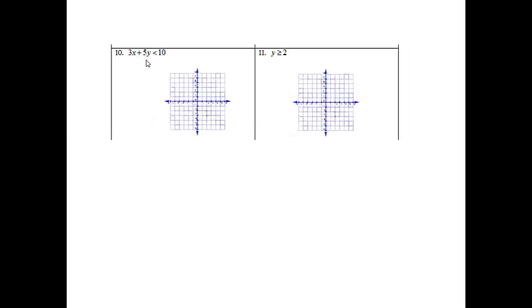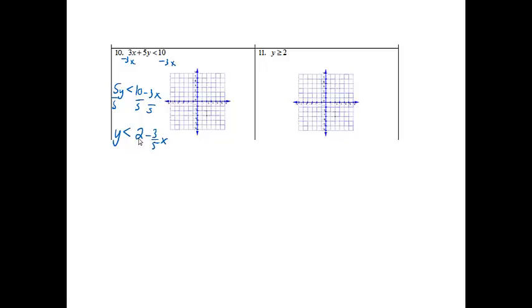3x plus 5y is less than 10. I do know that this is going to involve shading because of the less than sign. I do know that if I'm going to graph this, I need to make it say y equals, so I'm going to subtract 3x from both sides. So I'll get 5y is less than 10 minus 3x, and then I'll divide all three parts by 5. Hopefully we're getting a little bit good at these by now. 10 divided by 5 is 2, minus 3/5 x.